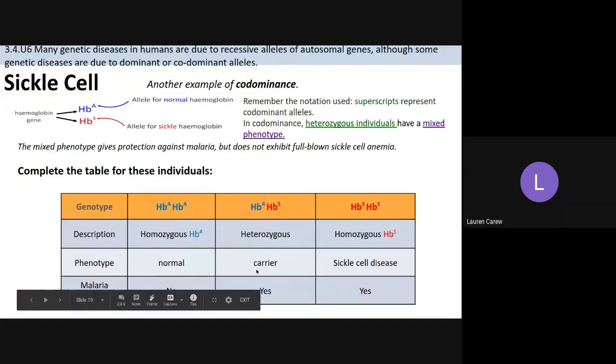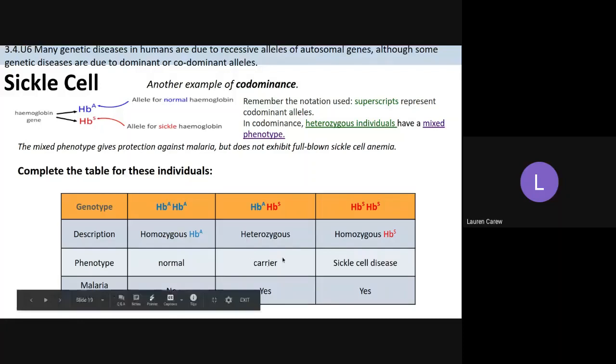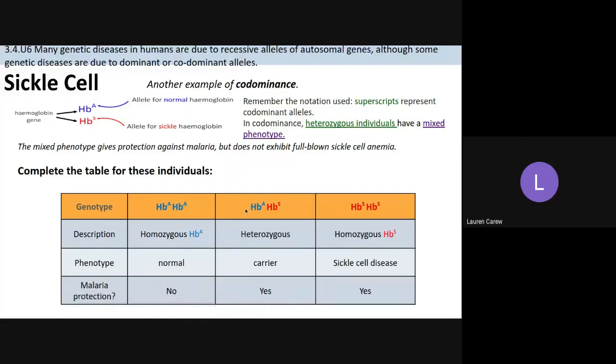But if you are heterozygous, remember when we're talking about diseases, these individuals we refer to as carriers. This individual has 1 normal hemoglobin allele and 1 sickle hemoglobin allele. So these individuals do produce some sickle cells. However, they're not really affected by the disease because they are producing normal cells as well. And that's why it's considered codominance. But these individuals are also protected against malaria, which is interesting.